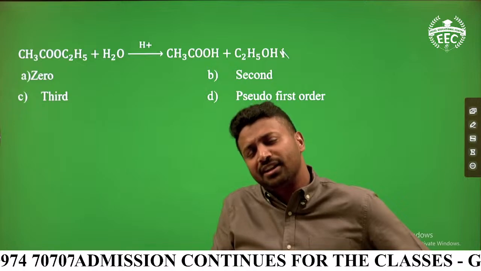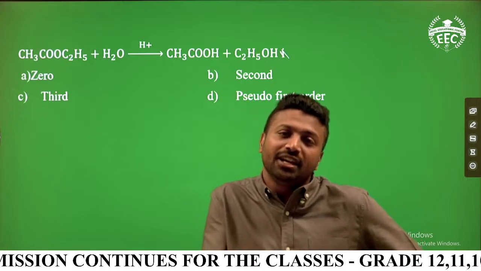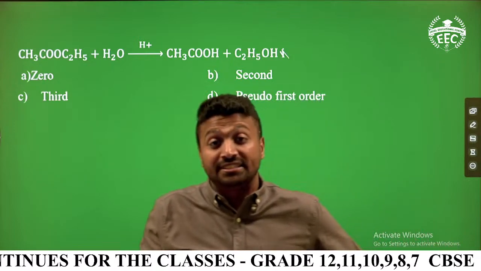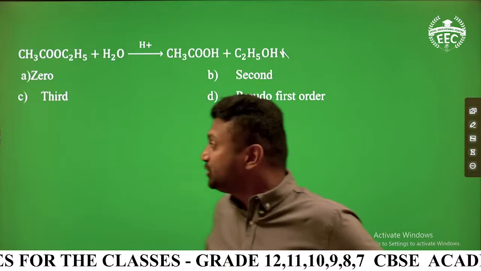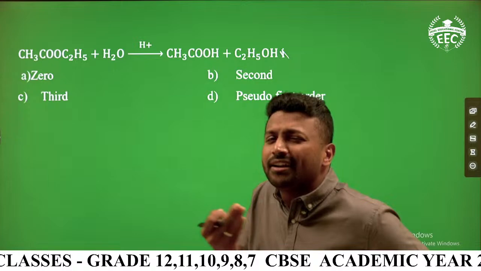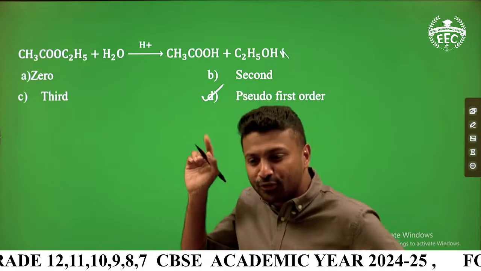What is a pseudo first order reaction? Some reactions are expected to be of higher order but follow first order under certain conditions. The condition is that one of the reactants is present in excess amount. So obviously you can say option D, because it's a hydrolysis of ester reaction. It's coming under a category called pseudo first order. So it's option D.